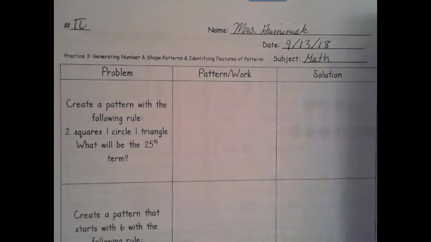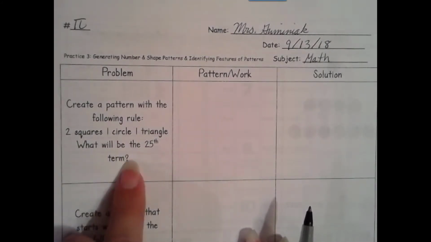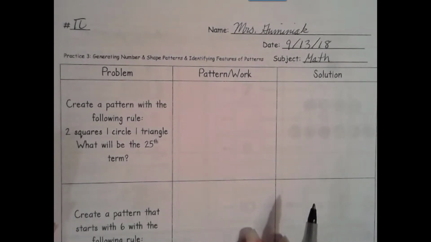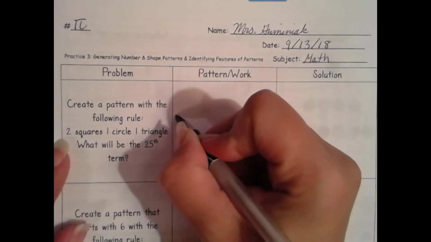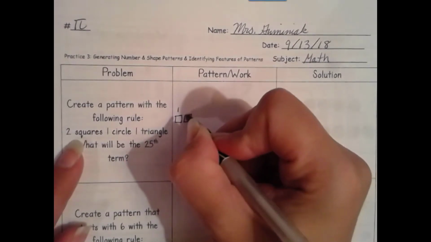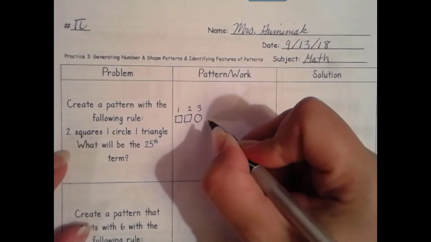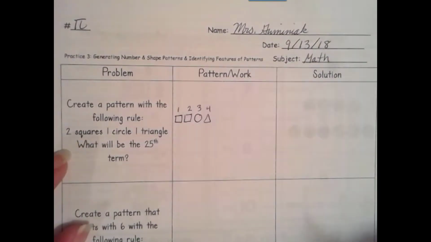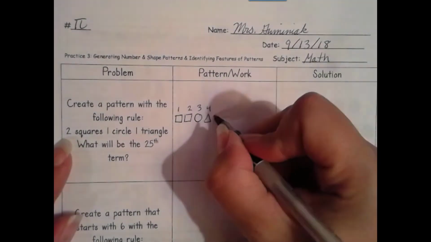Alright, so here is our pattern. It says create a pattern with the following rule. 2 squares, 1 circle, 1 triangle. What will the 25th term be? So we're going to look and see. Let's make this pattern first. Square, so that's 1. Square, 2. Circle, 1 circle, 3. 1 triangle, 4. So that is our unit. That's what's repeating.